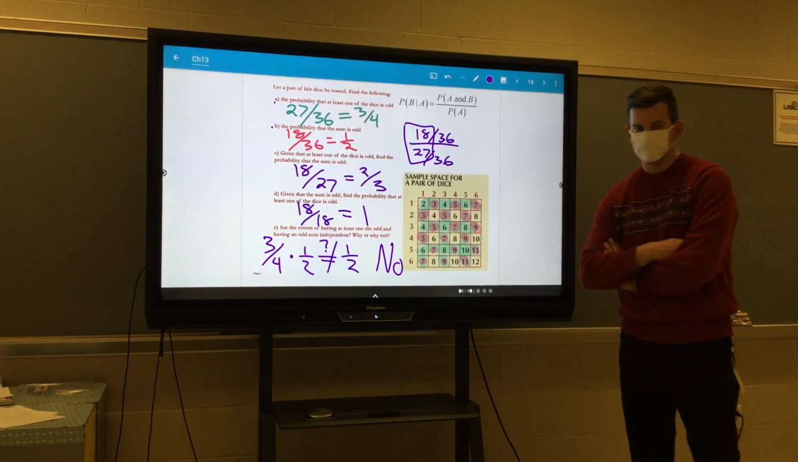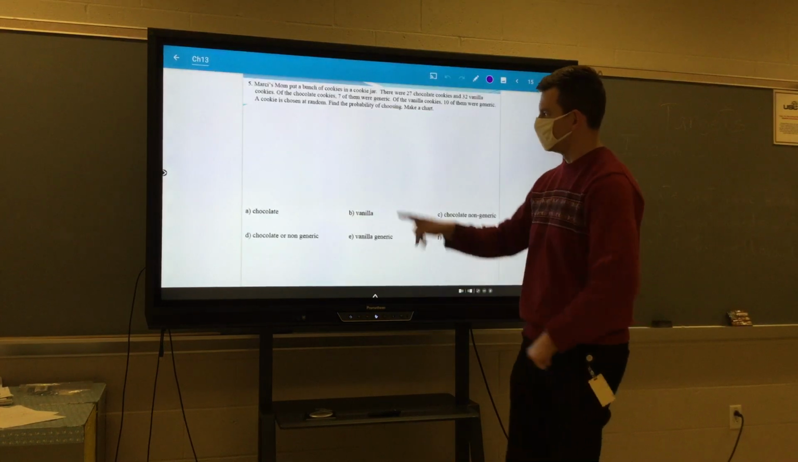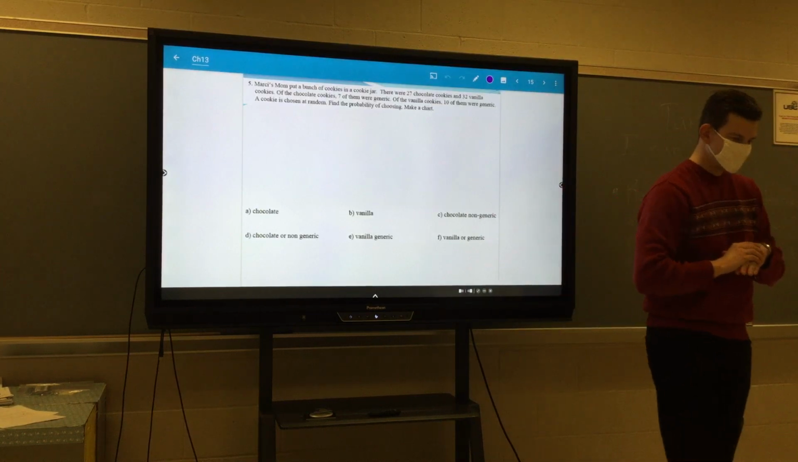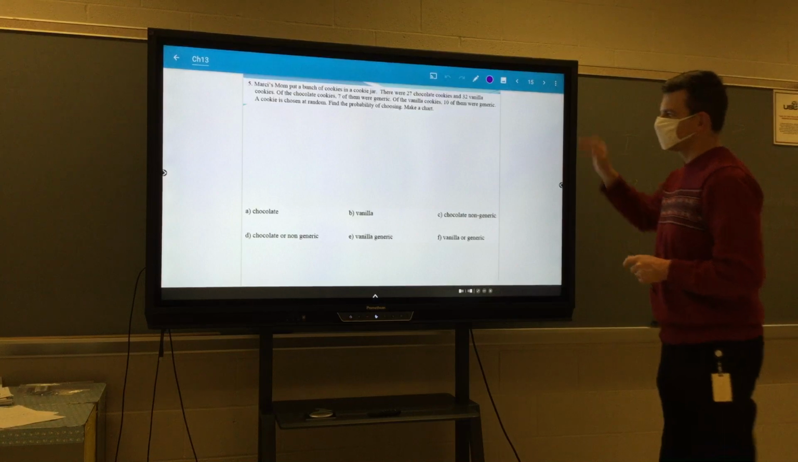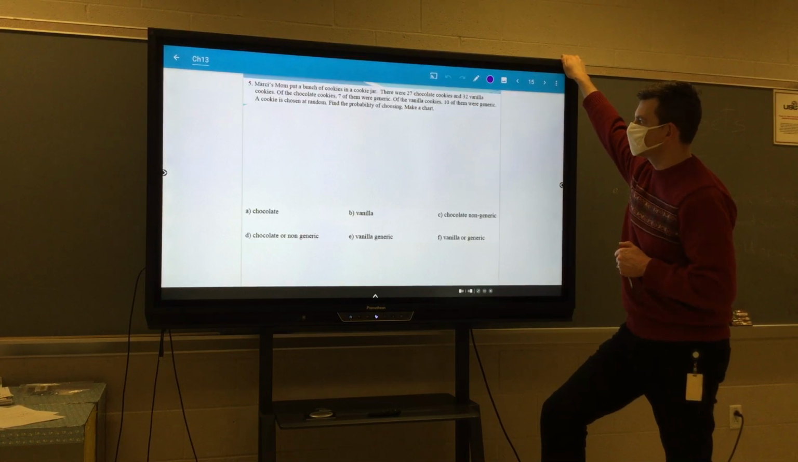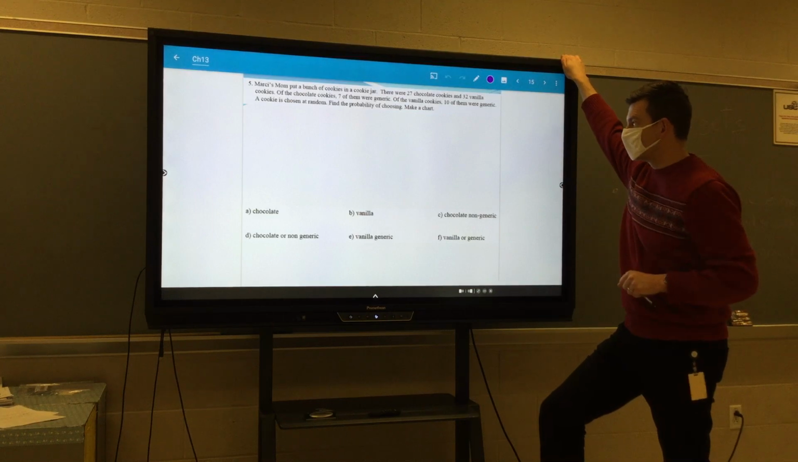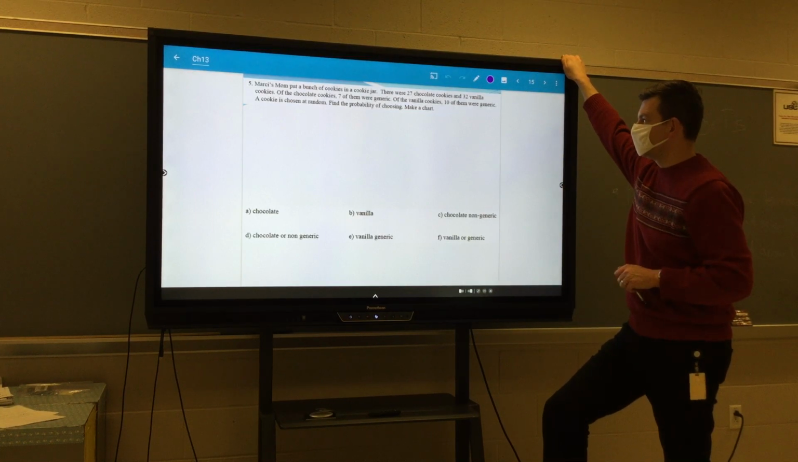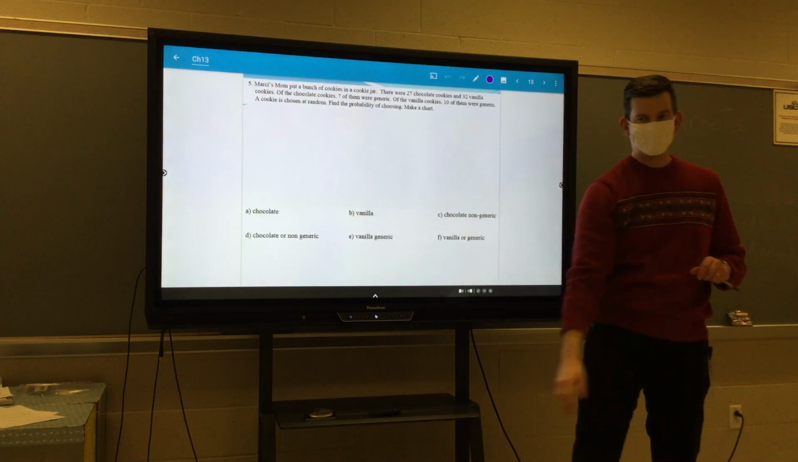All right, let's abandon something as boring as dice and look at something more interesting, cookies. We have a problem here where Marcy's mom puts a bunch of cookies into a cookie jar. In this jar, we have 27 chocolate cookies, 32 vanilla cookies. Of the chocolate cookies, 7 of them were generic. Of the vanilla, 10 of them were generic. A cookie is chosen at random. Find the probability of choosing whatever.